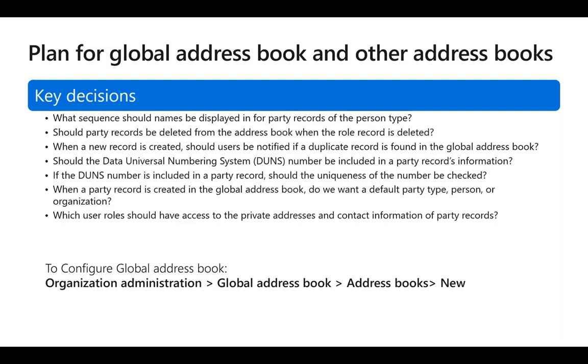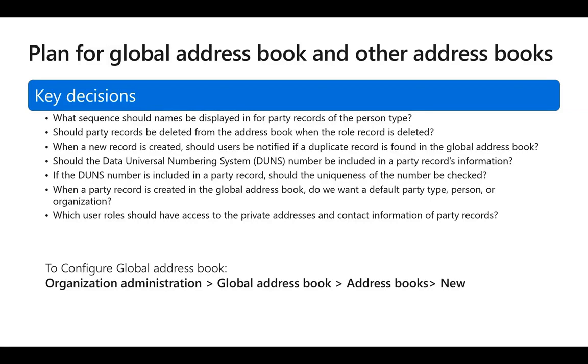Before we begin to work with the global address book, we must determine the default values for it. These default values are then used for any additional address book that we create. The following are some examples of decisions that we need to make. What sequence should names be displayed in for party records of the person type? For example, one sequence is last name, middle name, and first name.